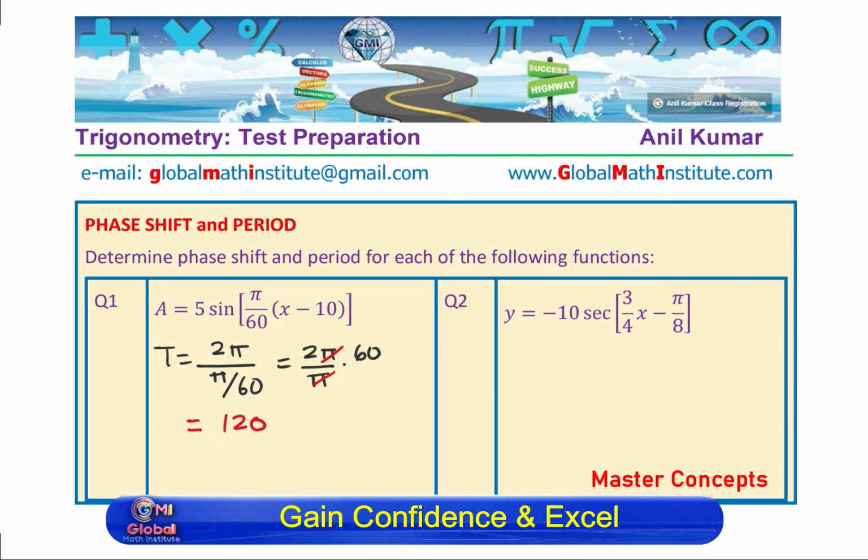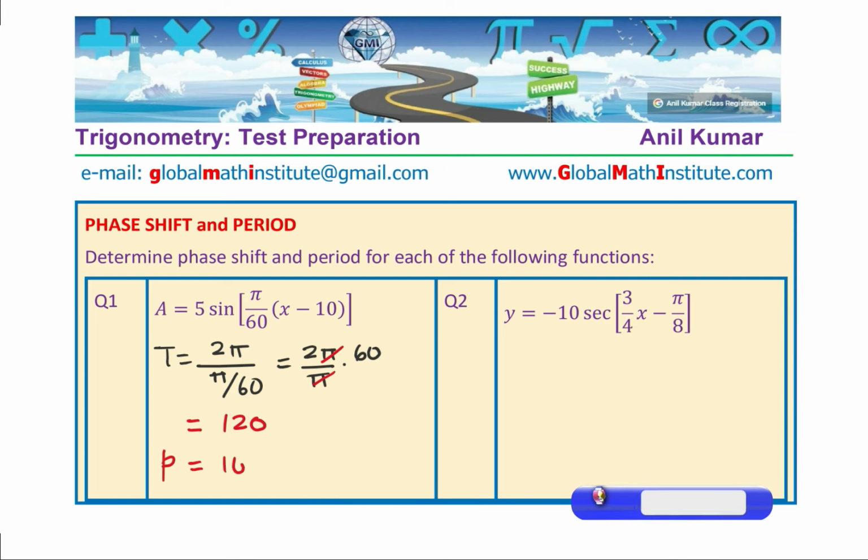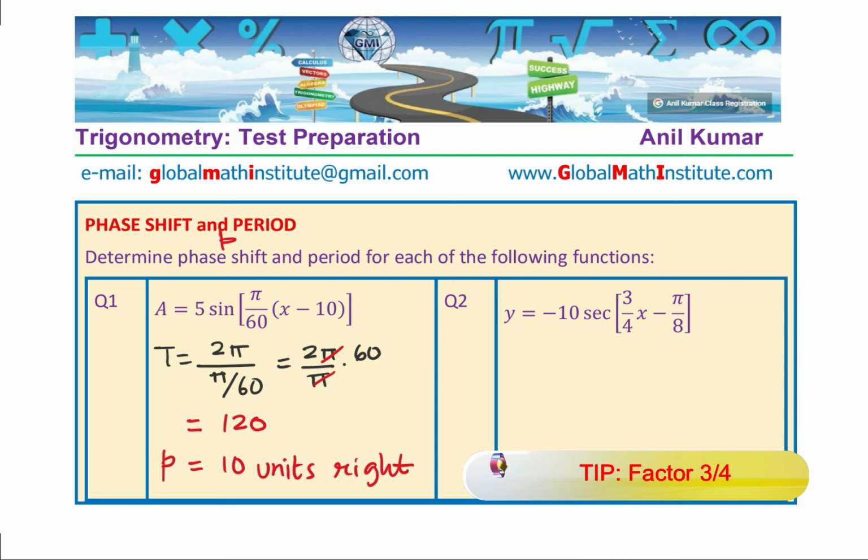Fine. Now, let's see what the phase shift is. So I'm writing phase shift by p, and that is equal to 10 units. Right. Is that clear to you? So phase shift I am writing with lowercase p and the period with capital T.